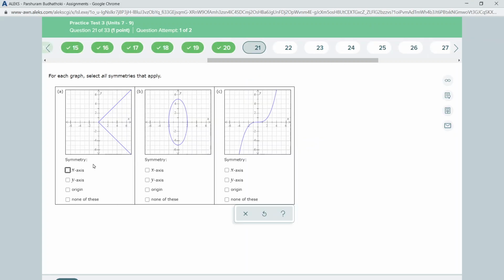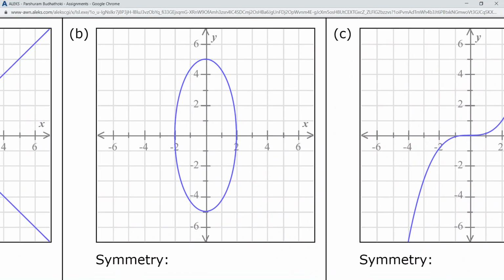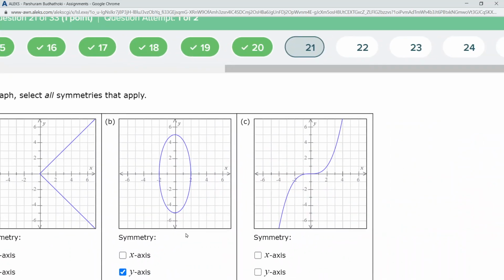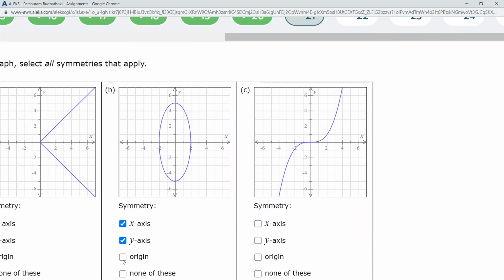You need to find out either this is symmetric with respect to x-axis, y-axis, origin, or none of this. As you can see, this is symmetric with respect to x-axis. This is symmetric with respect to y-axis. And also, is this symmetric with respect to origin? To find out that thing, pick any points. For example, let's say this point, which is negative 1.5 and then 3. So negative 1.5 and negative 3 should be there. Okay, for example, let's pick this one, which is 1 and 4 point something. 1 and negative 4 points should be there. So this is symmetric with respect to origin as well. So x-axis, y-axis, origin, all of them. This graph is symmetric with respect to origin only.